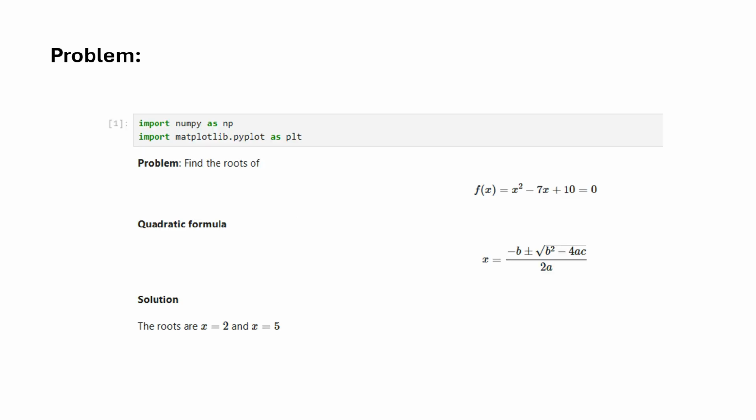We will now try to program the incremental search, and the problem we'll use is about finding the roots of a quadratic equation, which is x squared minus 7 times x plus 10 equals 0. Typically, we can use the quadratic formula to find the roots of this equation. And we know that this function has two roots, one at x is equal to 2 and the other at x is equal to 5.